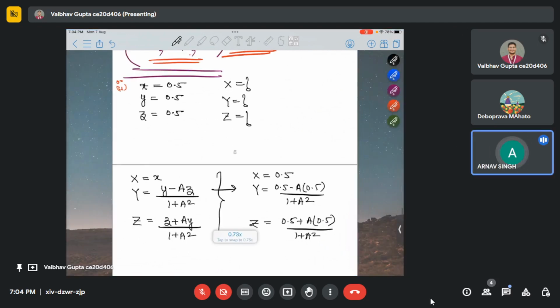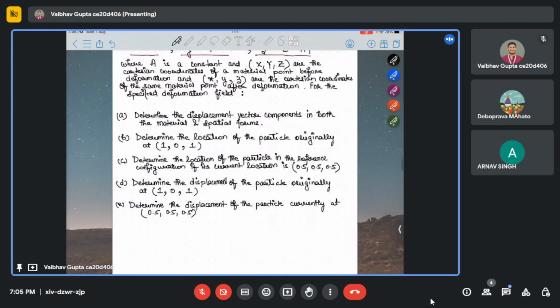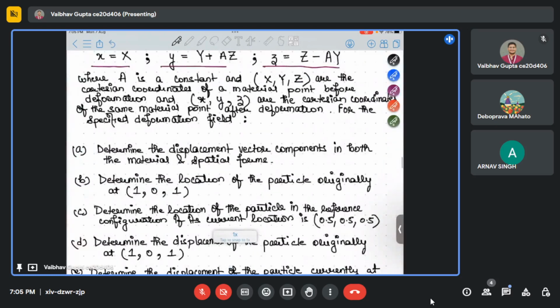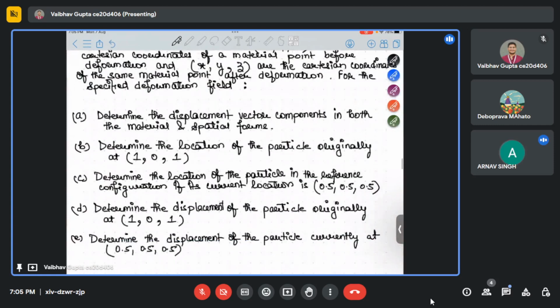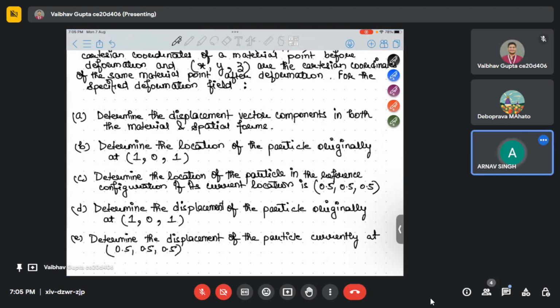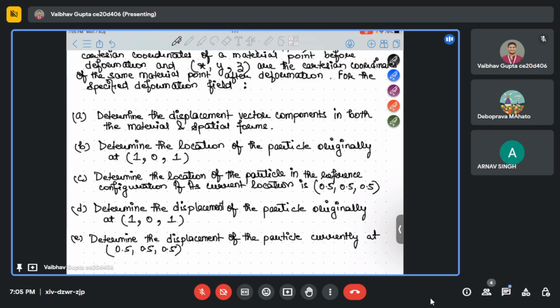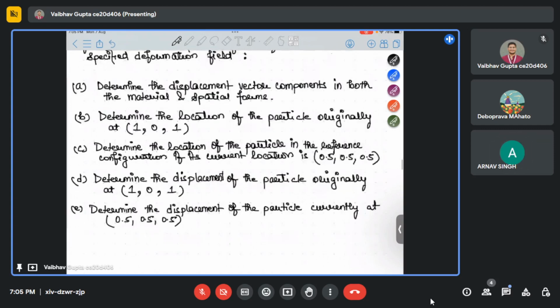Understood? So you just have to see what the question says. Read the question carefully while solving assignments and in the quizzes. In part C, he said current location is given. So whenever he uses the term current location, it means small x, small y, small z. Now he is saying find the location in the reference configuration, which means you have to find capital X, capital Y, capital Z. Now we'll go to part D.